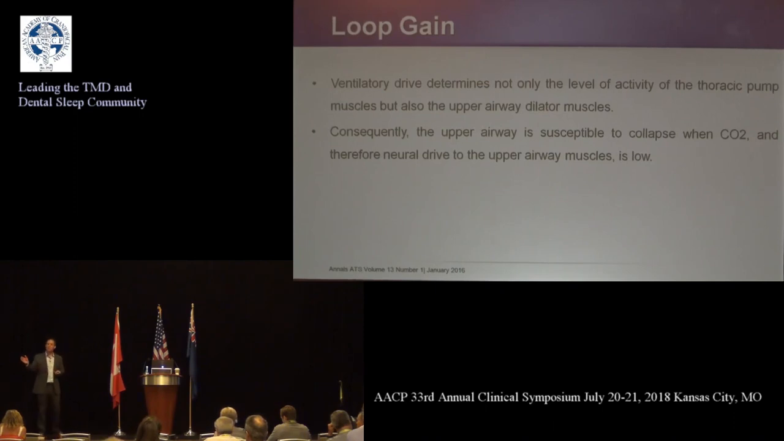If you have an individual who stops breathing, and after they stop breathing, they hyperventilate, they get rid of too much carbon dioxide, the drive to open up the upper airway muscles is reduced. So when your breathing is all over the place, stopping, hyperventilating, stopping, hyperventilating, these muscles aren't going to do the job that they're supposed to do. The upper airway is collapsible, the upper airway is susceptible to collapse when CO2 and therefore neural drive to the upper airway muscles is low.